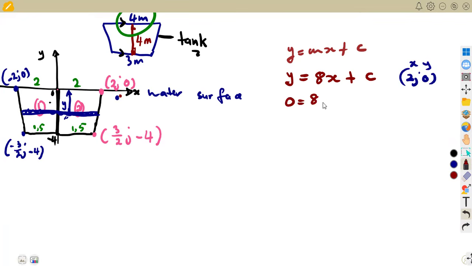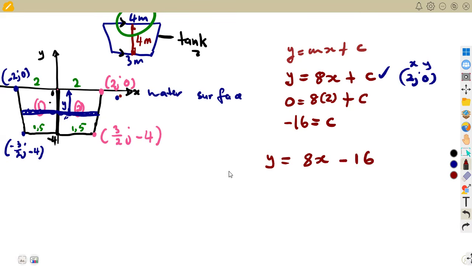So that is going to be 8 times 2 plus c, which is 16. Take it to the other side. That's -16 is equal to c. So that's it. We can formulate our equation, guys. y is equal to mx plus c, and we determined the first part. So therefore, y is equal to 8x plus c. Our c is a negative 16. So that's plus and minus, which is going to be a negative.